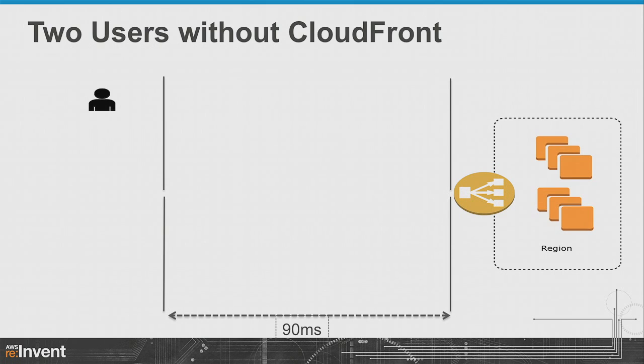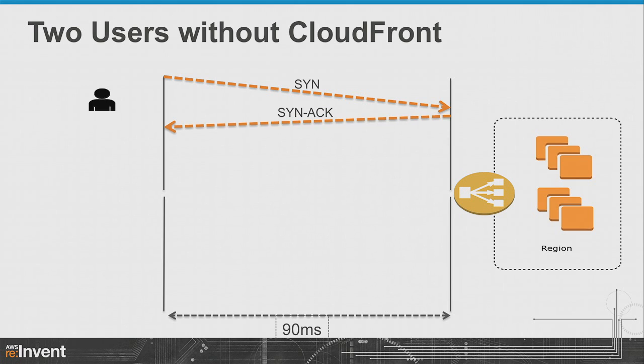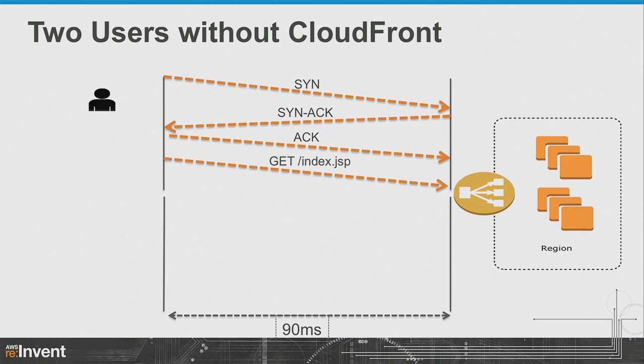To give you an illustration of that, if the user wants to connect to your infrastructure, the user sends a SYN, gets a SYN-ACK back, sends another ACK, and only at that point can the user send the GET index.jsp request to your infrastructure. Remember, you've done four round trips, and only on the fourth one can you say, hey, GET index.jsp, and you still haven't got the content. You're just making the request. If the latency between the end user and your infrastructure is 90 milliseconds, let's just take that as an example, that's 360 milliseconds the user has to wait before it can even send a request to your web server.